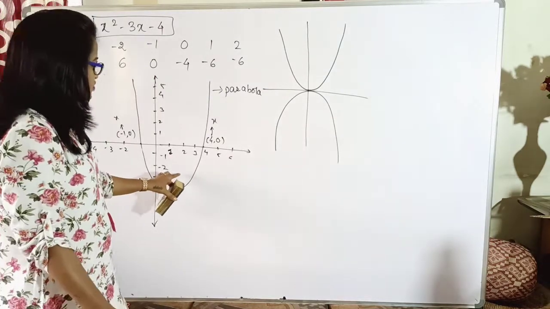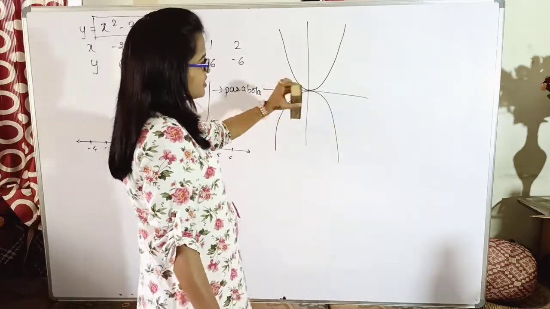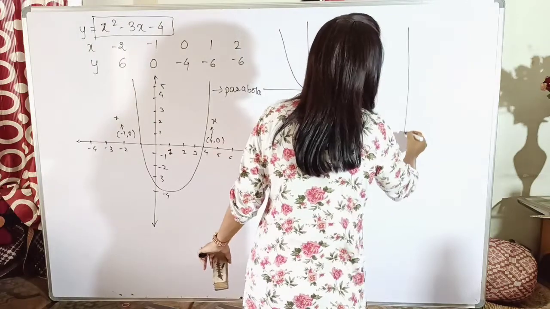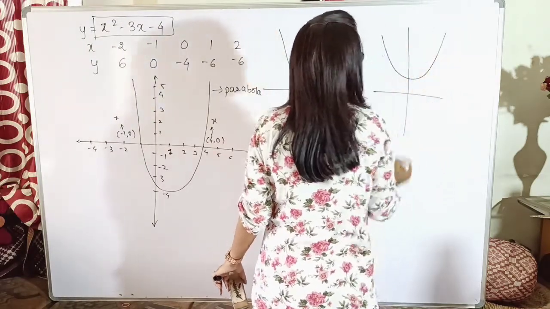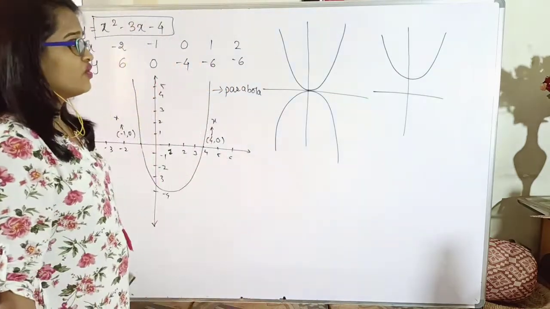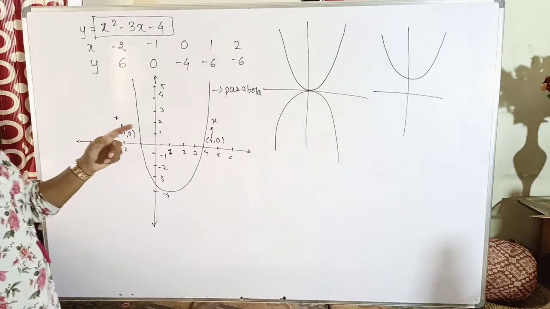Okay, now here it was intersecting the x-axis at 2 points. Here it is intersecting the x-axis at 1 point. What if I move it a little above? Now here this graph is not at all intersecting the x-axis. So even that is also a case.